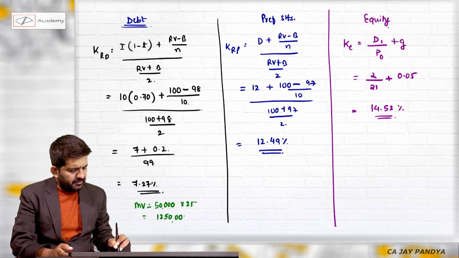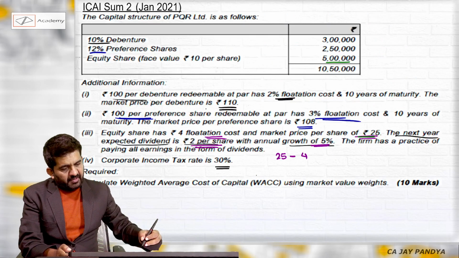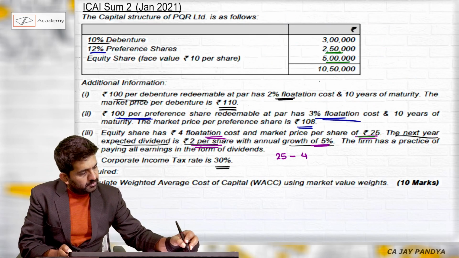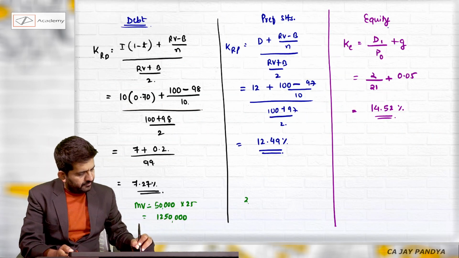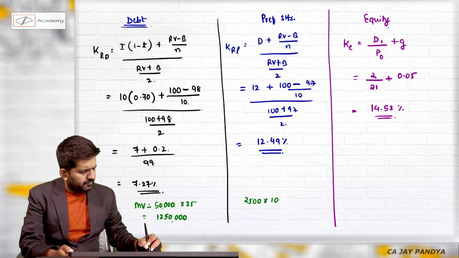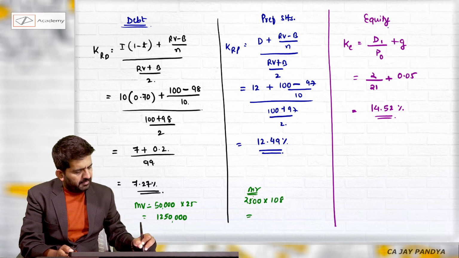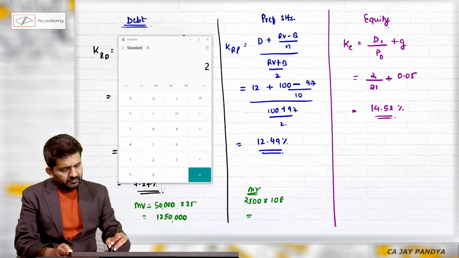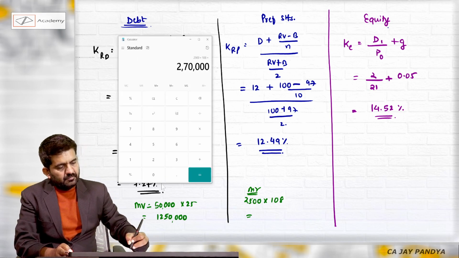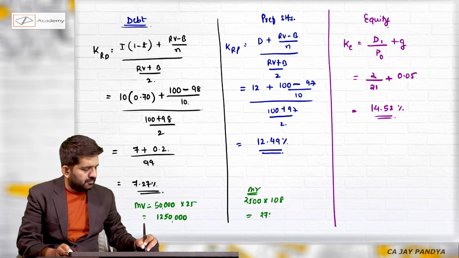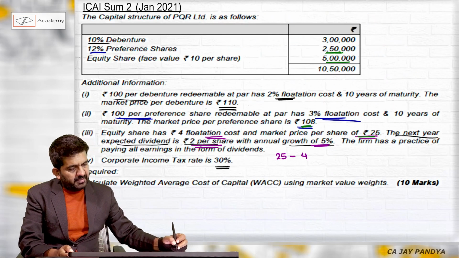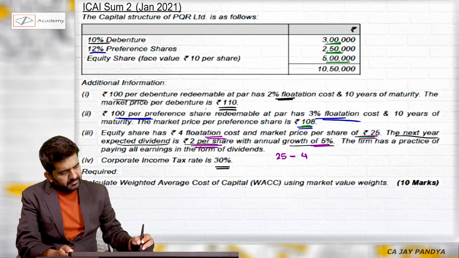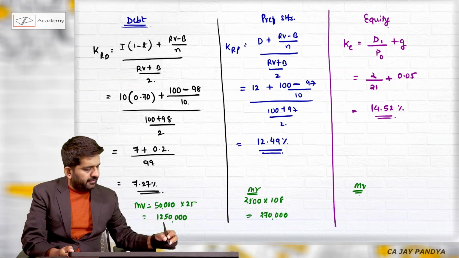$12 lakh 50,000. Market value of preference shares. There are 2,500 preference shares of rupees 108. This will be market value of preference shares: 2,70,000. Market value of this will be 3,000 into 110.